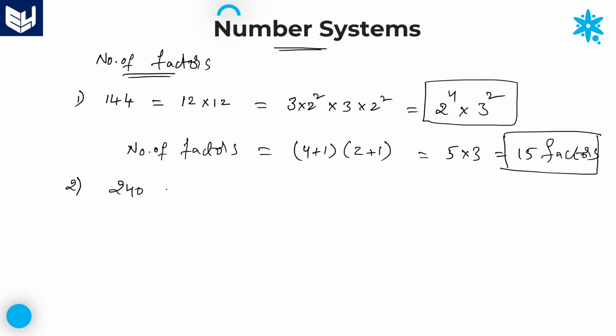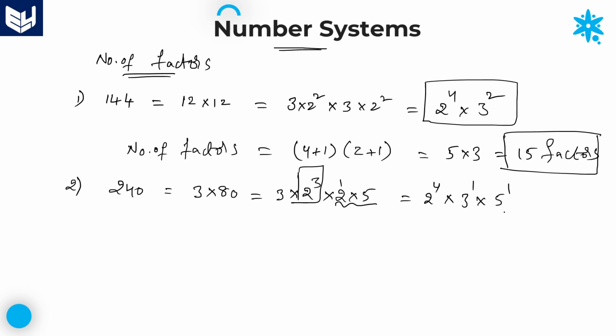240. Here I can write this number as 3 into 80. And next, we can write 80 as 8 into 10. 8 is nothing but 2 cube. Again, 10 we can write as 2 into 5. 8 into 10 is 80. This is the 3. Now, you can write this number as, how many 2s are there in total? 2 power 3 into 2 power 1, which is 2 power 4, into 3 power 1 into 5 power 1. Now, all base values are prime numbers.